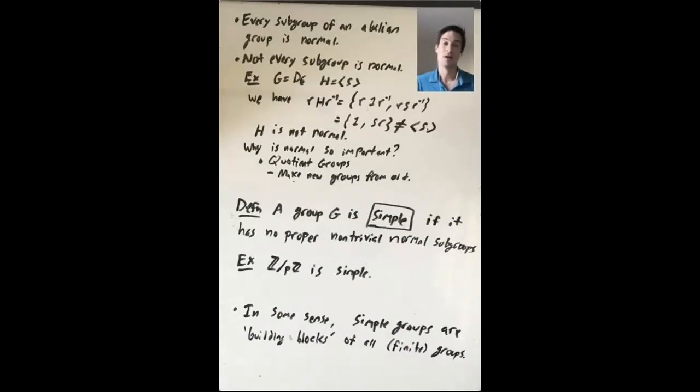Okay, so why do simple groups matter? In some sense that we'll talk about a little bit later, simple groups are like building blocks of all groups, or at least all finite groups. So simplicity is an important property of groups that will come up several more times throughout the course.